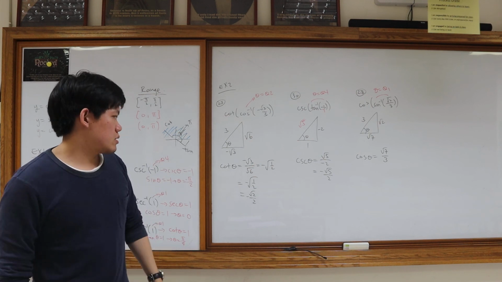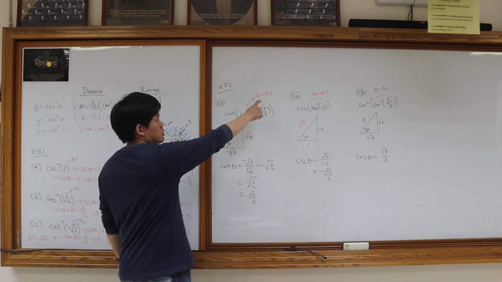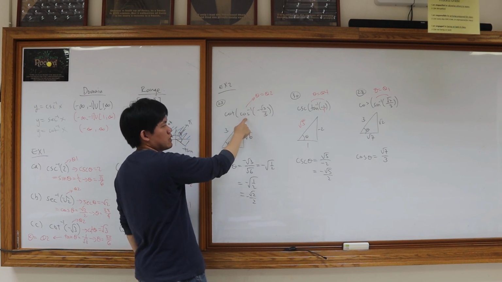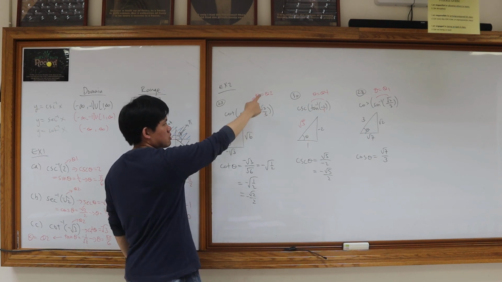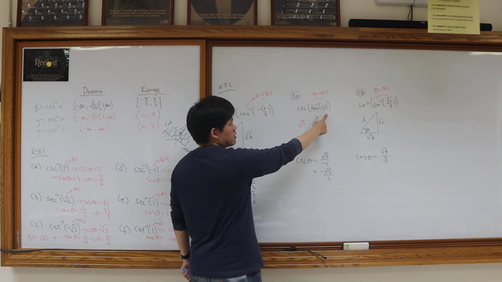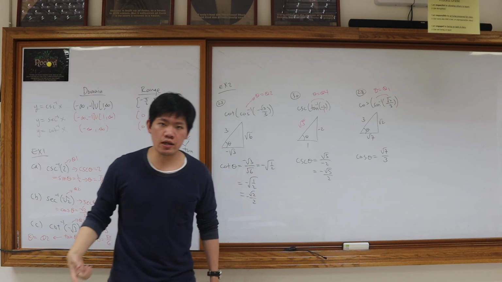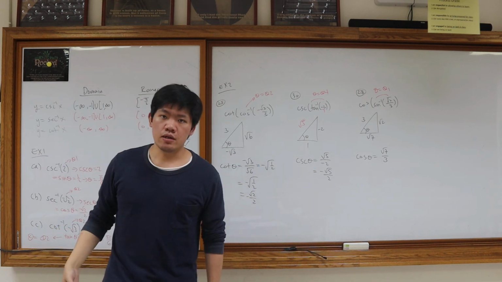Make sure you use this idea here, this part here. Cosine is negative, so it's in quadrant 2. Tan is negative, that's in quadrant 4. Sine is positive, that's in quadrant 1. So use the things we talked about earlier in these types of questions.